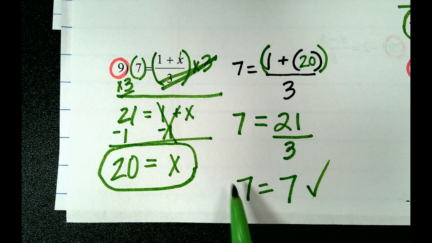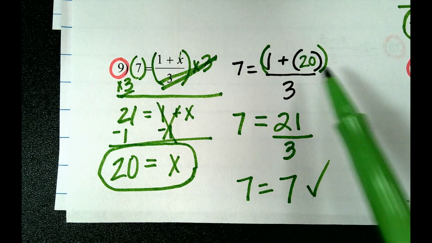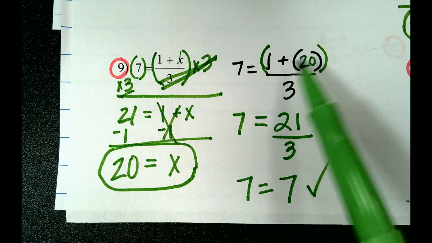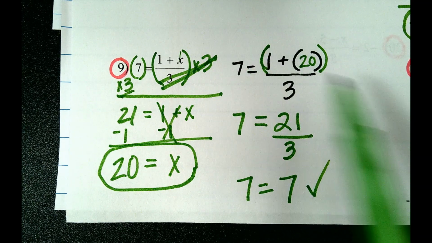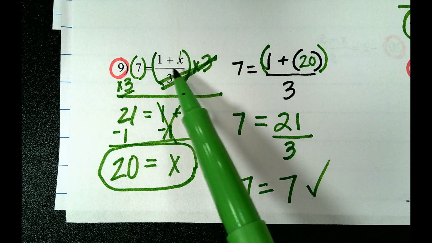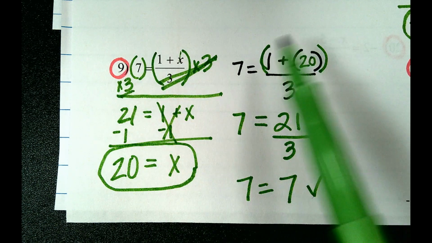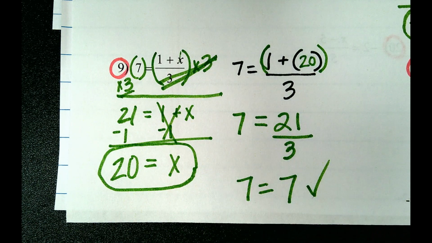As long as we end up with a true statement. That's what we're trying to find, what number can I put in for x so that this is a true statement. That means all of this together equals 7. And all of that together did equal 7. So it's true. It works.